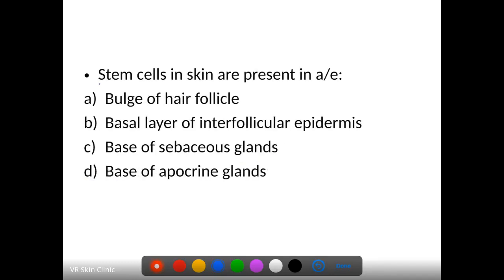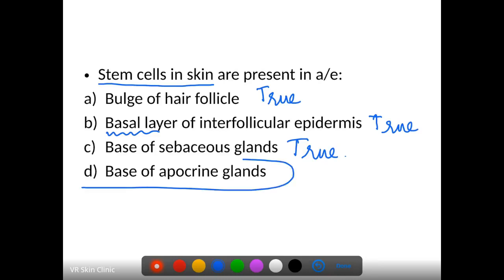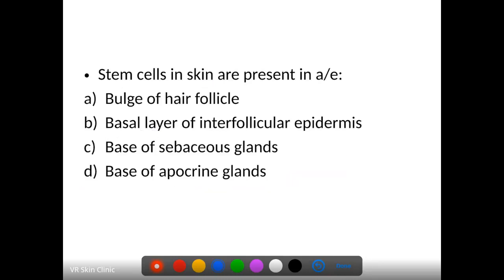So stem cells in the skin, we have read this. They are in the basal layer. Yes, true. They are in the bulge of the hair follicle. Very true. And the base of the sebaceous glands. True. So what is the wrong answer here? Base of the apocrine gland.